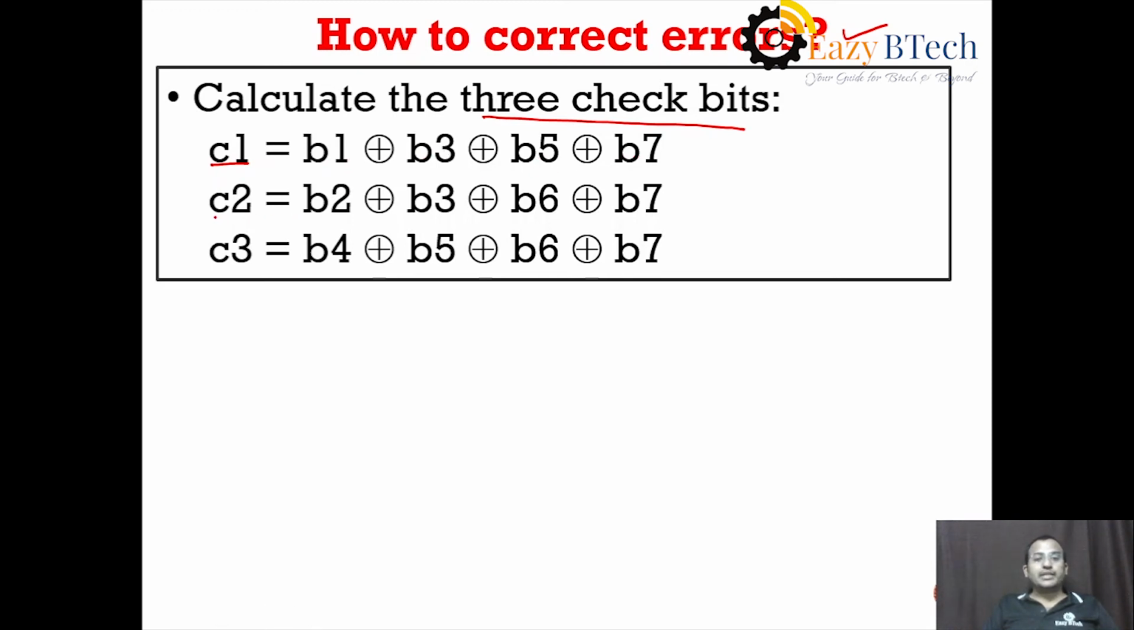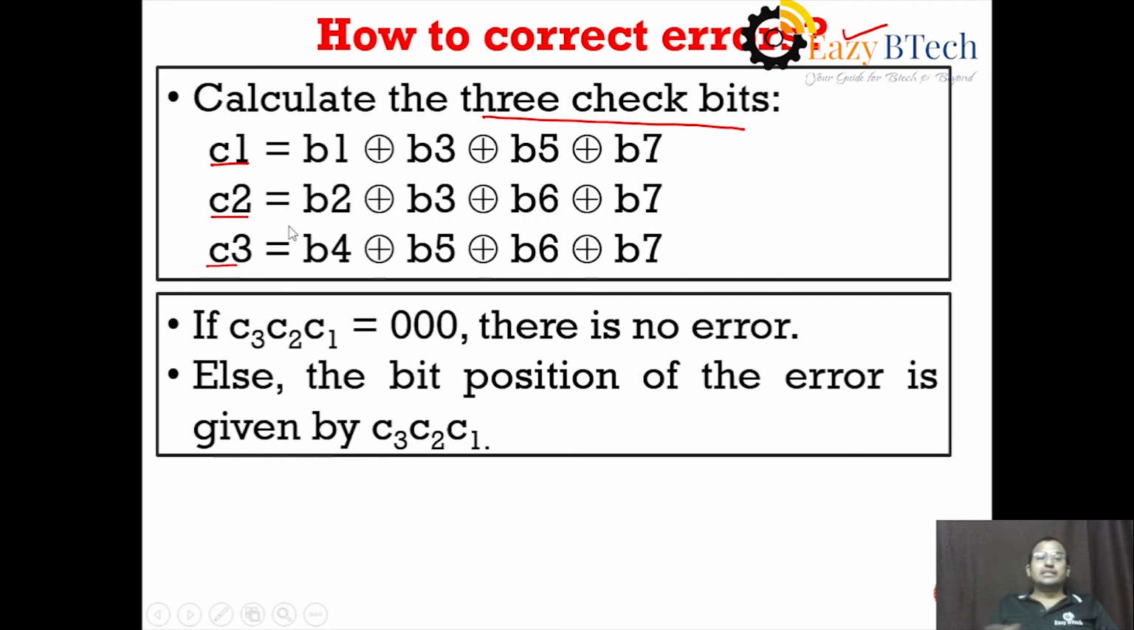Next, for parity bit P2, we considered the bit positions B2, B3, B6, B7. So similarly, for check bit C2, we consider the same locations B2, B3, B6, B7. Next, for parity bit P3, we considered the bit positions 4, 5, 6, 7. So to calculate the check bit C3, we consider the same locations B4, B5, B6, B7. After calculating these check bits, we write them in this order: C3, C2, C1.